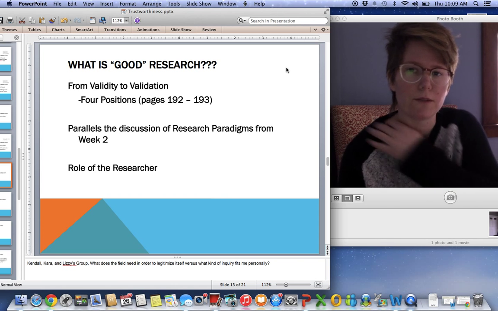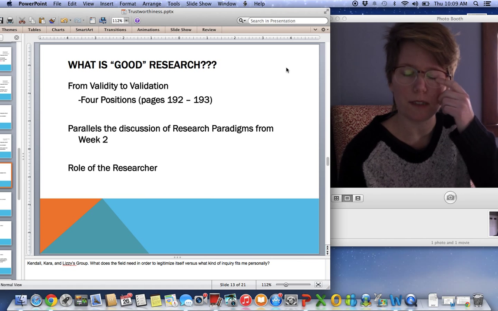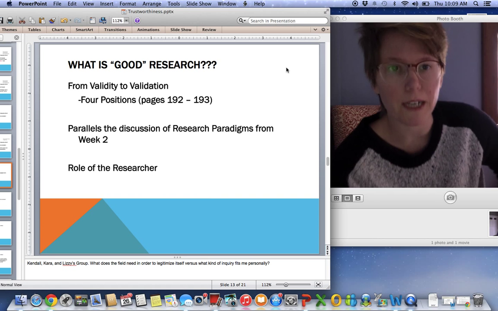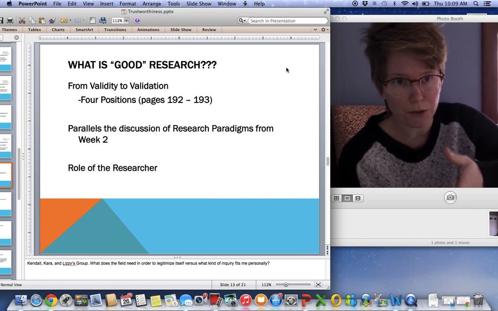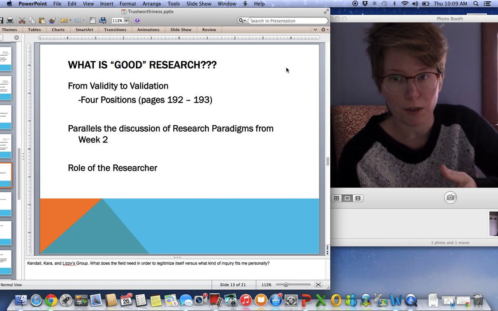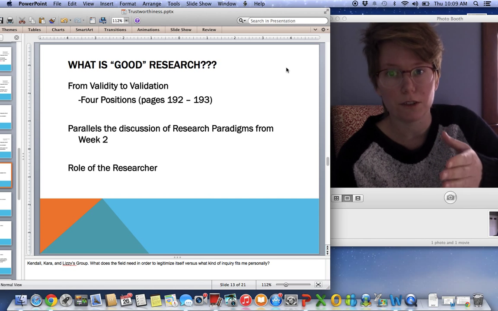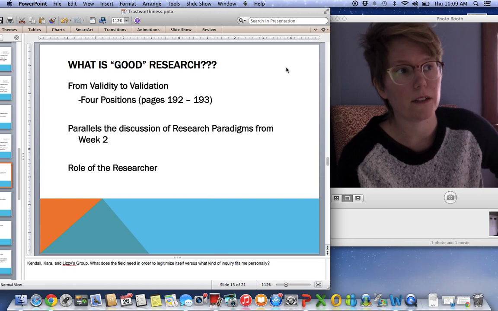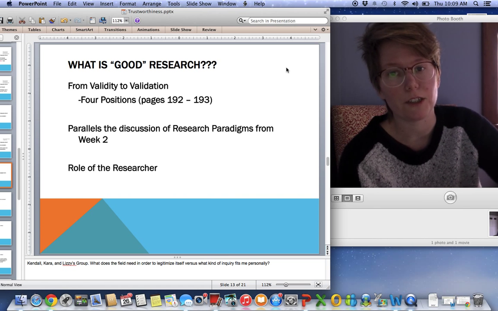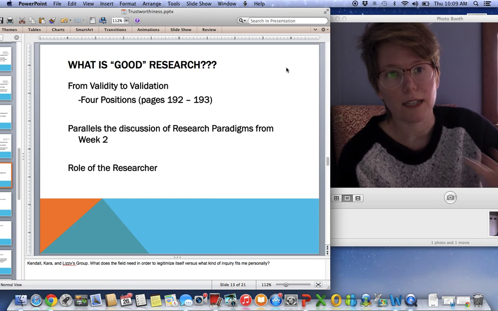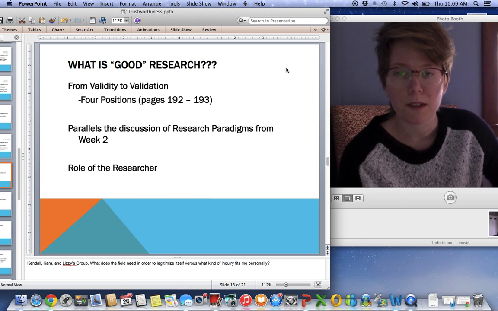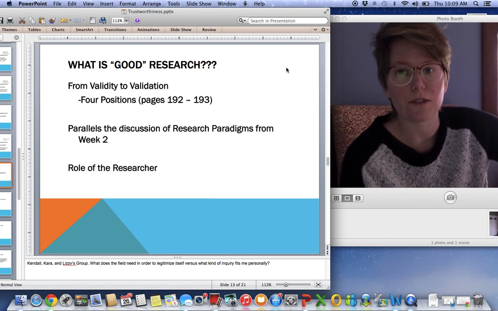And they map out 4 positions that people tend to take on this, pages 192, 193, ranging from we should use the criteria that are laid out in the quantitative world, so reliability, validity, generalizability, we should use those and hold ourselves to those standards. And then ranging on the other side to that stuff doesn't apply to us at all. We need new criteria.